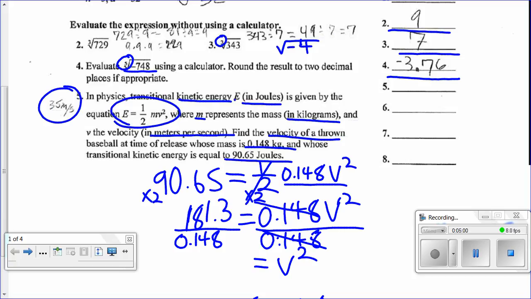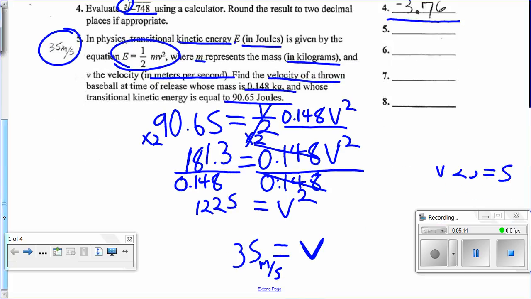Okay, so 181.3 divided by 0.148 is like 1,225. See, I already did a little work there.